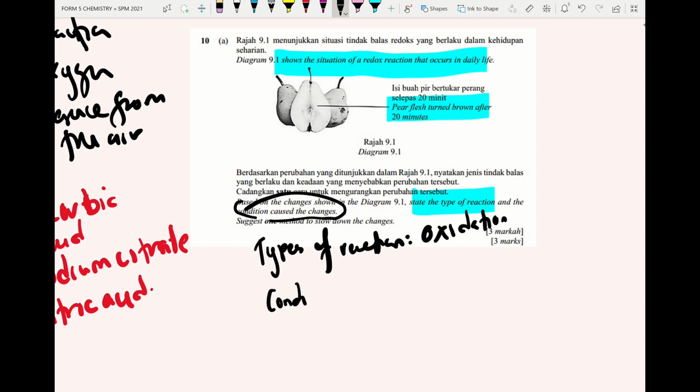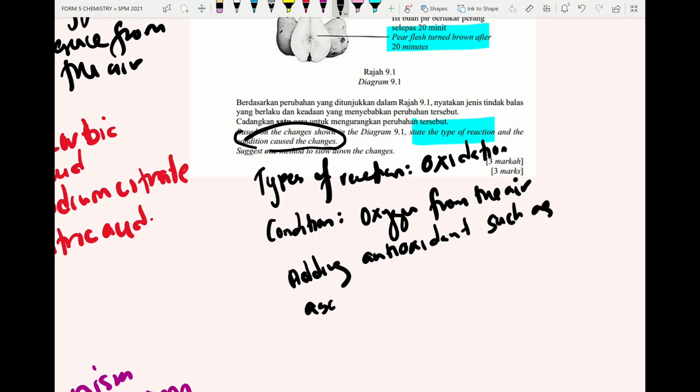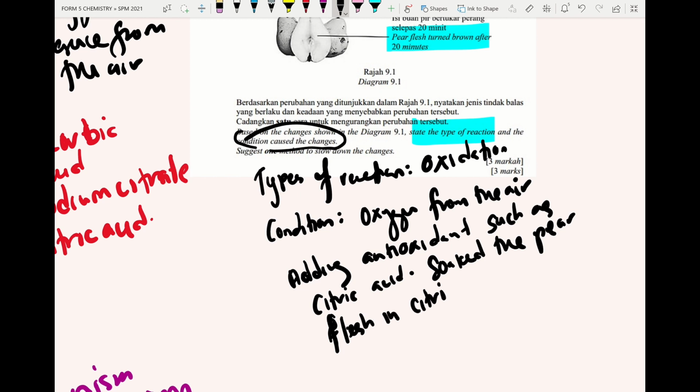The condition needed is oxygen from the air. And suggest a method to slow down the reaction: by adding antioxidant such as ascorbic acid, such as citric acid, or we can soak the pear flesh in citric acid, or we can put it in lemon juice. All right, so these are the answers that students must remember.